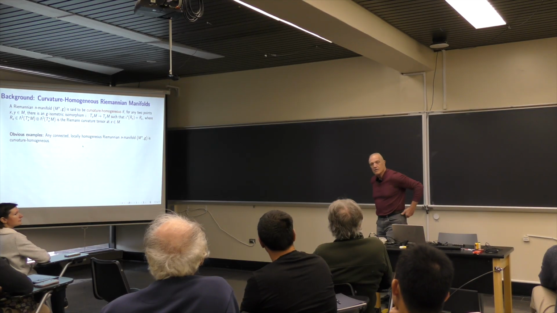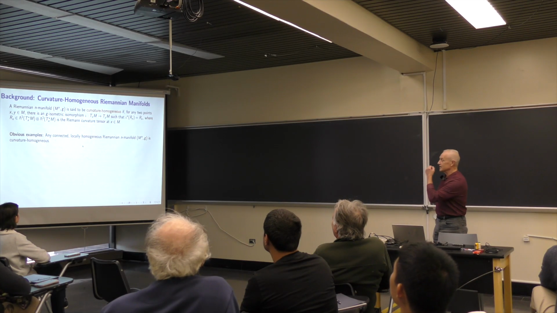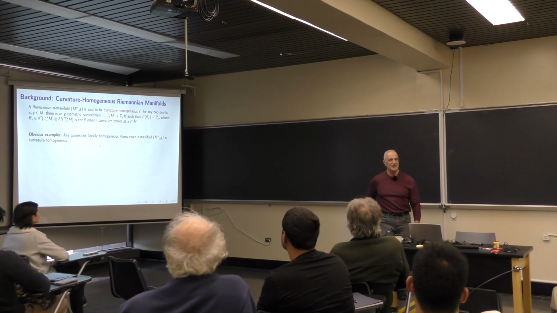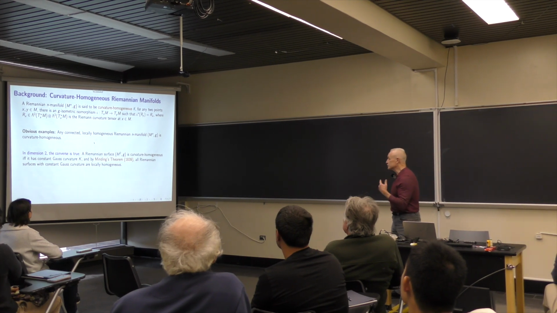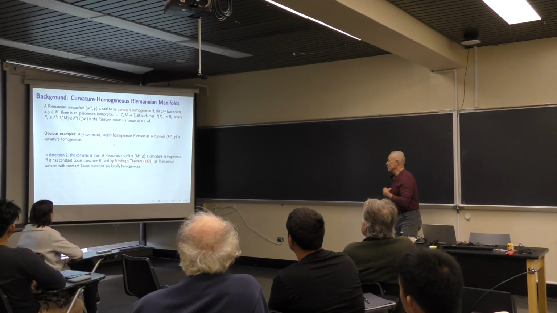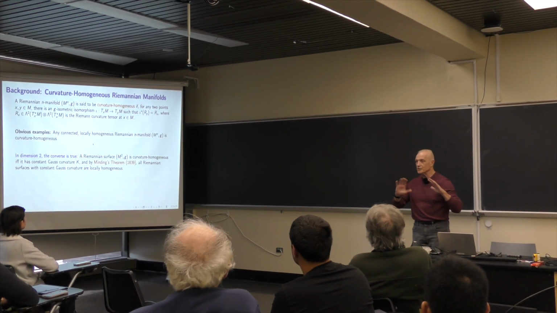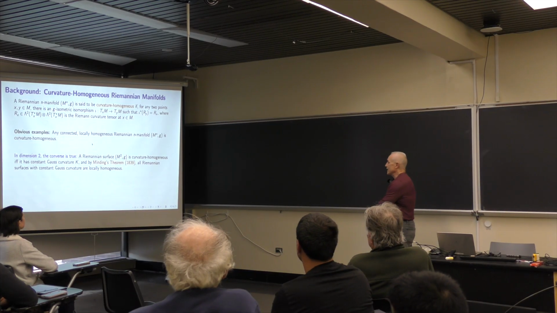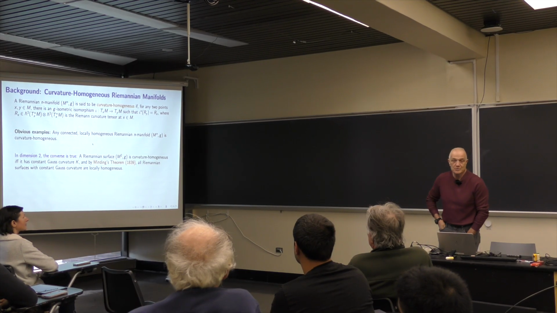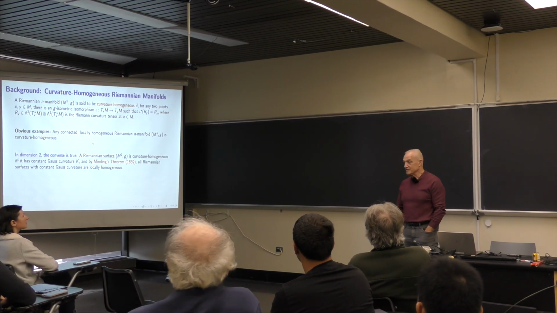So for a surface, what does that mean? The obvious example is if you have a homogeneous Riemannian manifold, then it's curvature homogeneous. That's pretty clear. And in dimension 2, the converse is true. That is, for a Riemannian surface to be curvature homogeneous, it has to have constant Gauss curvature, because that's the only component that there is in dimension 2. And by a theorem of Minding, two surfaces with the same constant Gauss curvature are locally isometric. And so in particular, they're locally homogeneous. There's only one model for any given curvature.